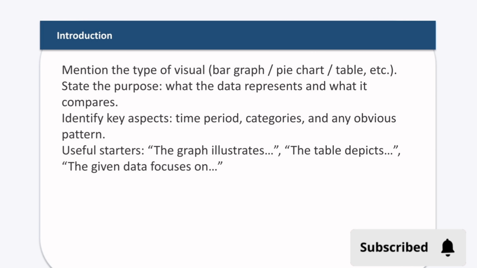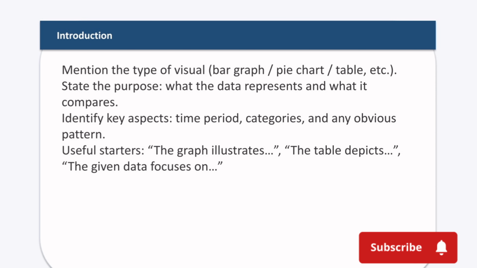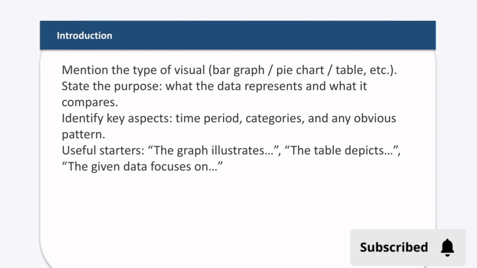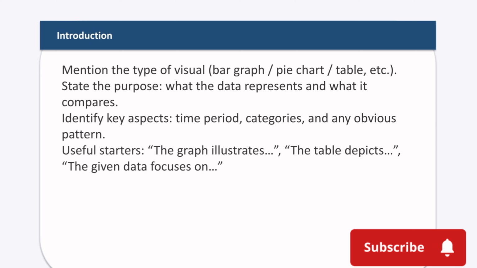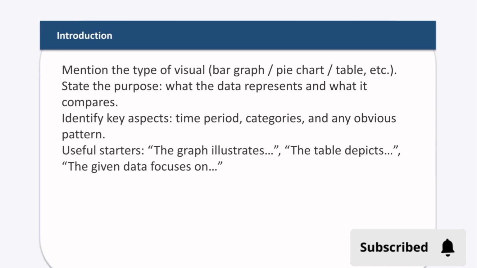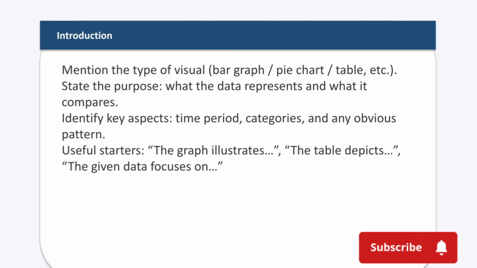The introduction should clearly mention the type of visual given, whether it is a bar graph, pie chart, or table. It should state what the data represents and identify key aspects such as time period or categories. You may begin using phrases like the graph illustrates, the table depicts, or the given data focuses on. This helps create a strong and formal beginning.